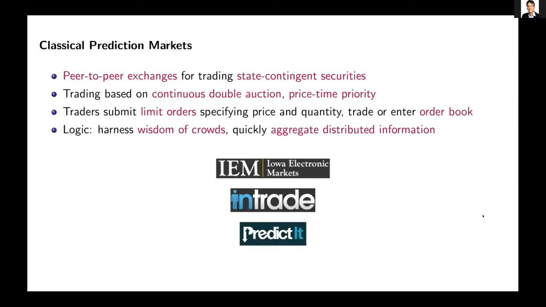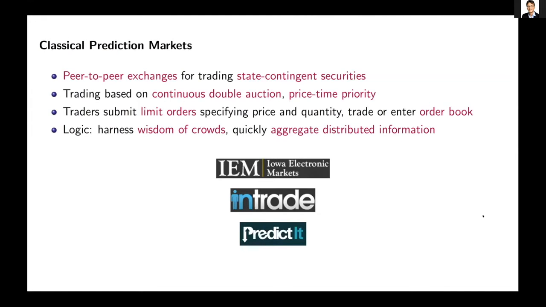And the idea is basically that you buy a contract and it references an underlying event. And if the event occurs, you get paid a fixed amount. And if it doesn't occur, you get paid nothing. So they're very risky contracts. But they trade in exactly the same way as stocks trade on an electronic exchange.